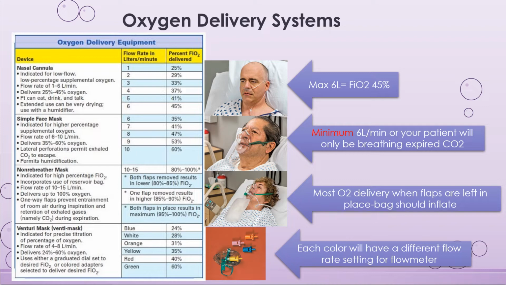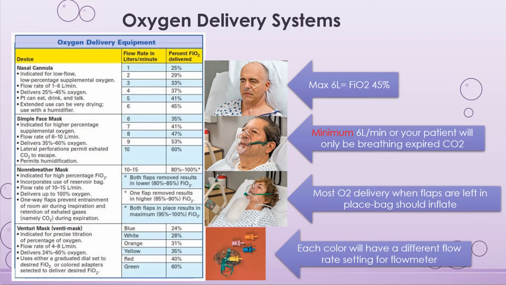There isn't enough flow at less than 6 liters a minute. So if you're using a mask, you better be at least at 6 liters, or you're just causing more of a problem. And 6 liters by simple face mask, because there are holes and stuff, is about 35%. So know what you're using to deliver the oxygen and what it's capable of. If you have a patient on one delivery device, know what the FiO2 is, because if you're switching to another delivery device, they're not all equal, right?